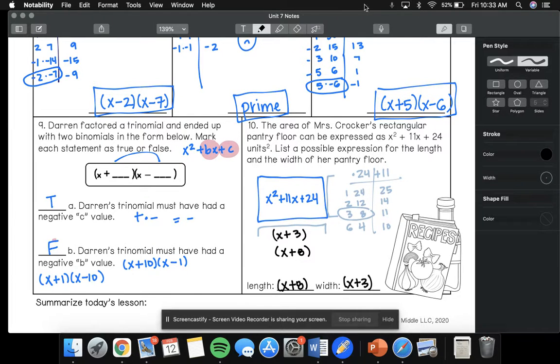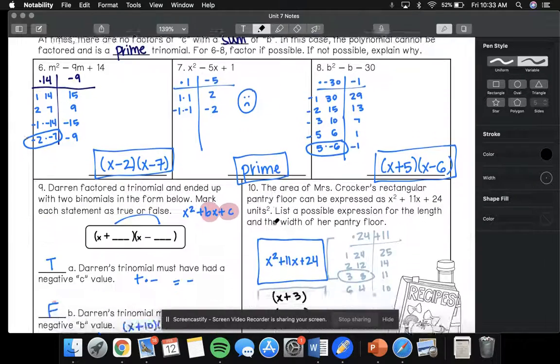All right, so for today, guys, we are just going to practice a little Delta Math just to make sure we feel comfortable with the basic concept of factoring.